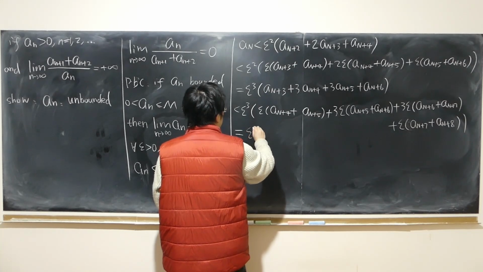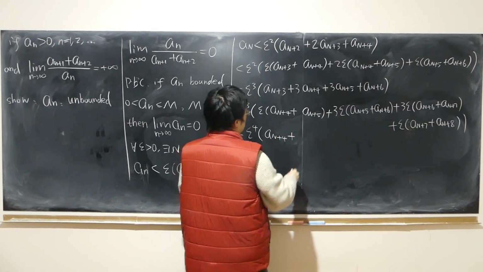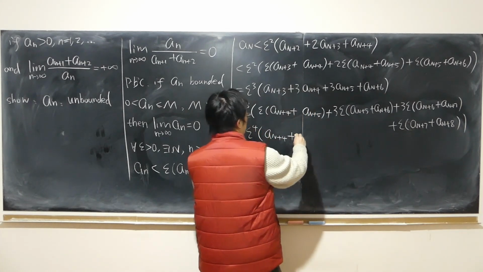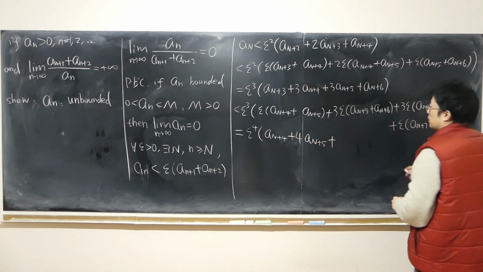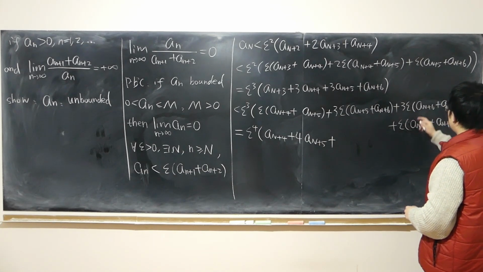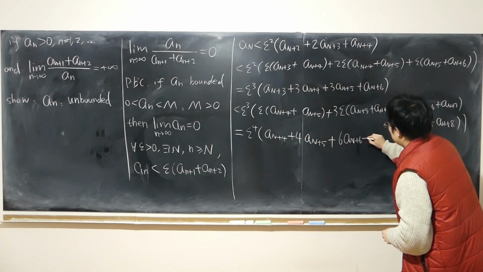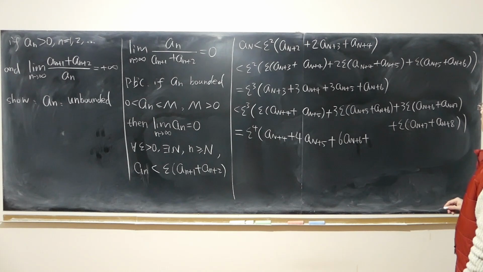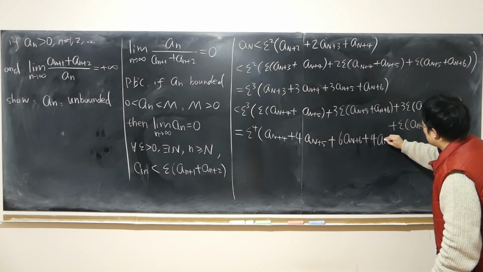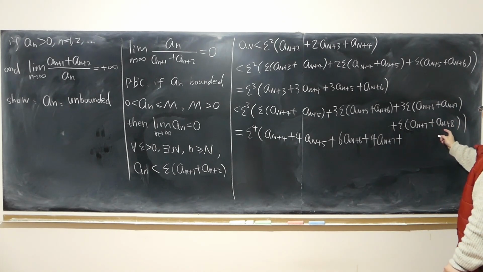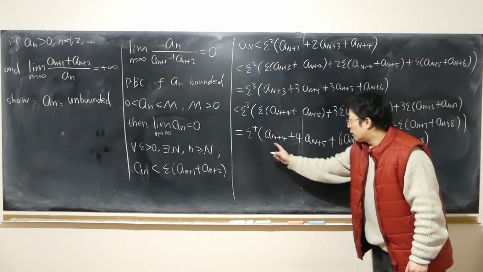So extract epsilon. Epsilon to the power of 4 times a_{n+4}, just 1. a_{n+5}, how many? 1, 3, 4 of that. 4 times a_{n+5}. a_{n+6}, 3 plus 3, that's 6. 6 a_{n+6}. a_{n+7}: 3, 1, so 4. 4 times a_{n+7} plus a_{n+8}. Right, coefficient is what? 1, 4, 6, 4, 1.